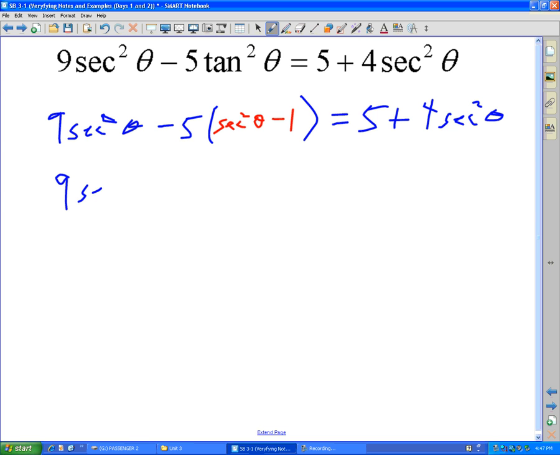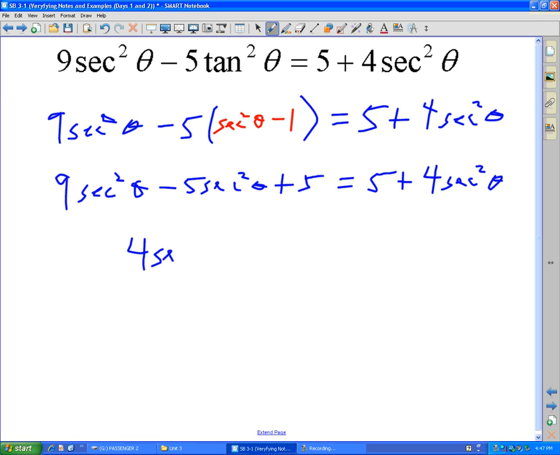We are going to distribute. So negative 5 secant squared. A negative times a negative is a positive, so plus 5. So step 1 was algebraic distribution. Step 2 is algebraic simplification. 9 secant squared subtract 5 secant squareds is 4 secant squareds.